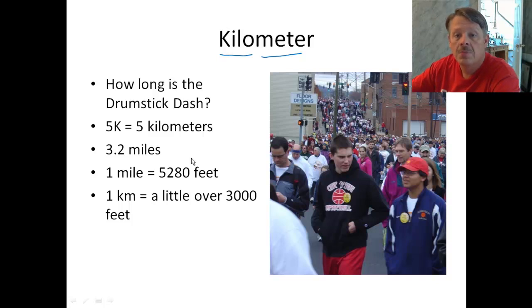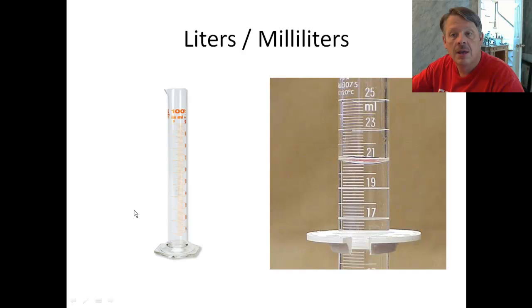But a kilometer is less than a mile. A 5-kilometer race is only 3.2 miles. 1 mile is 5,280 feet. 1 kilometer is a little over 3,000 feet. I'm not going into exact numbers here, but you should know that a kilometer is shorter than a mile. Again, these are things that you've hit in other classes prior to this one. It's stuff that you should have in your head.